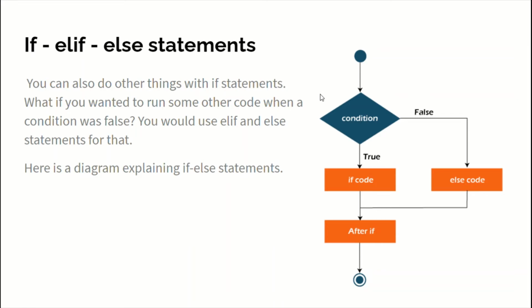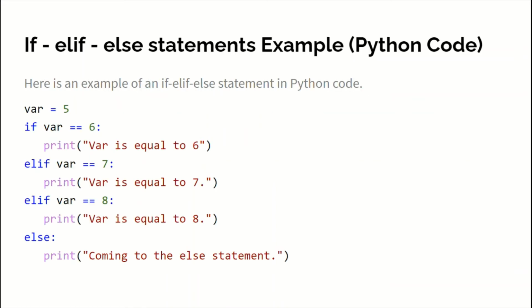Let's learn a little more about if statements. You can actually do other things with if statements. What if you wanted to run some other code when a condition was false? You would have to use elif and else statements for that. Here's a diagram explaining if-else statements. So here's the start of the if statement. Then it goes down to the condition. If that condition was true, then it would go to the if code like we learned before. But if that condition was false, it would go to the else code. Then it would go to the code after the if statement, and then it would go to the end of the program.